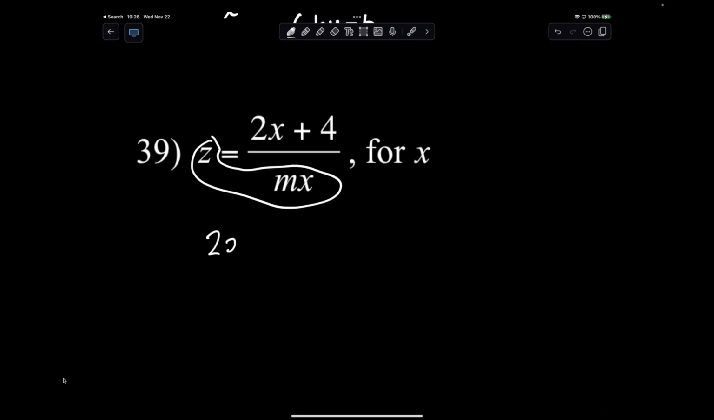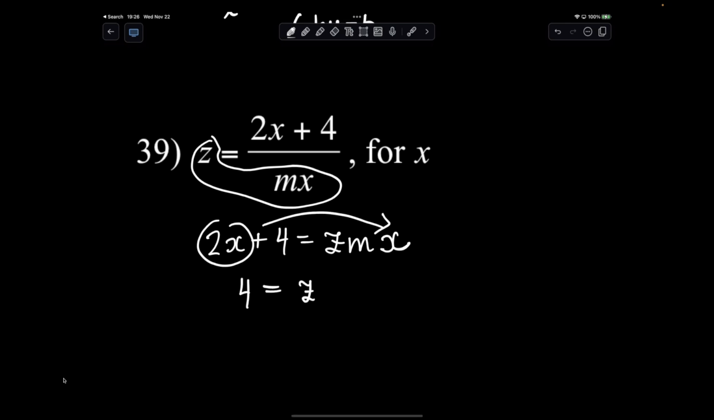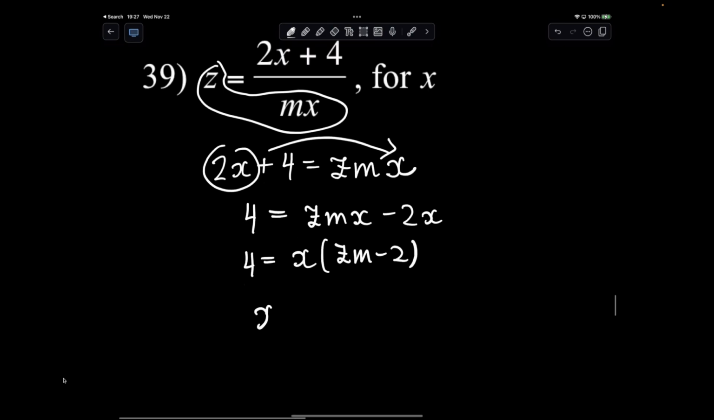Multiply 2x plus 4 equals zmx. Let's grab 2x over here. Cross the line, change the sign. 4 equals zmx minus 2x. Factor out x, zm minus 2. And then x is a ratio of 4 to zm minus 2.